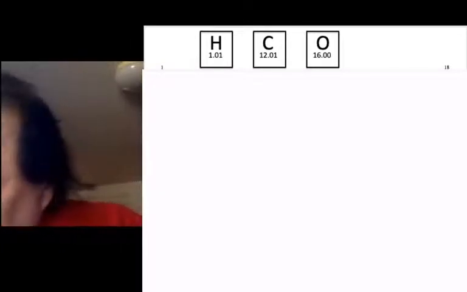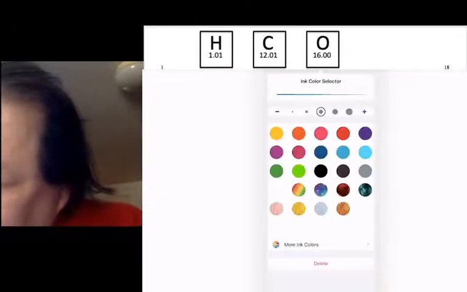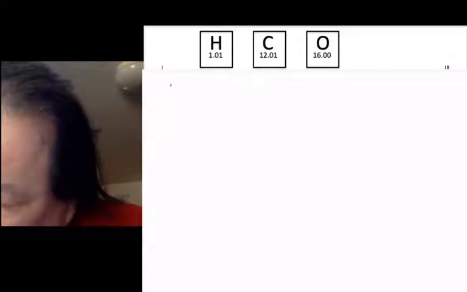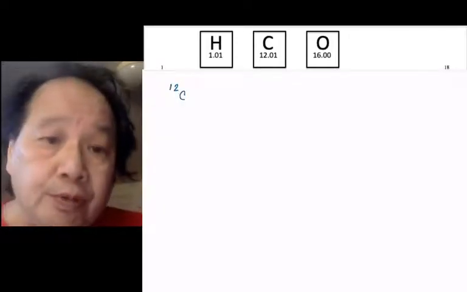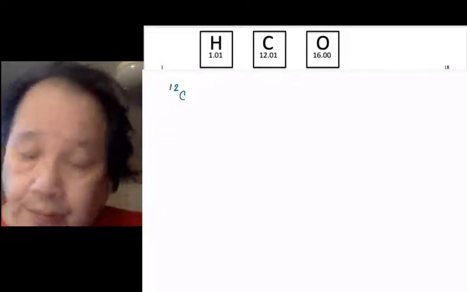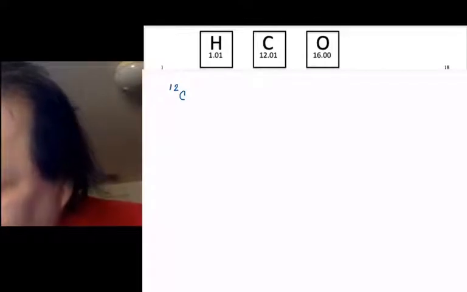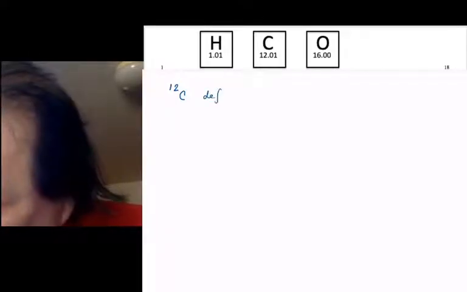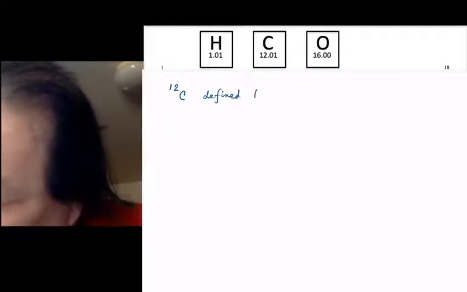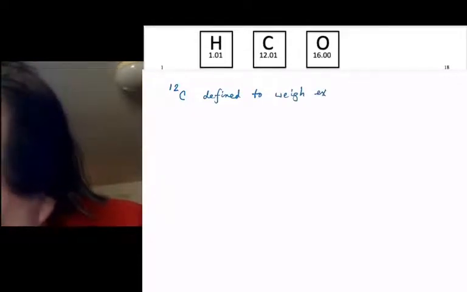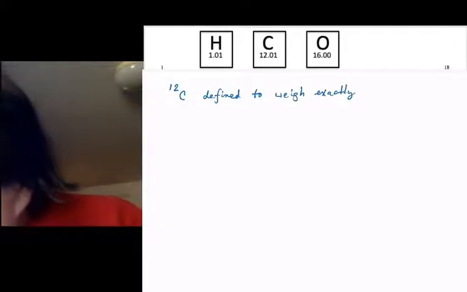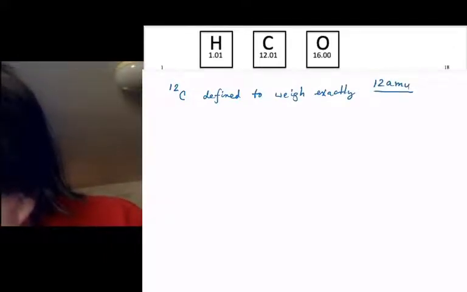So the AMU is defined exactly by this scale. It actually is all based on carbon-12, one of the most stable isotopes. And carbon-12 is defined to weigh exactly 12 AMU per atom.